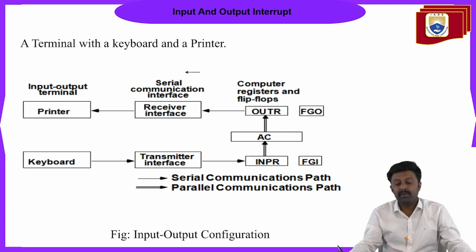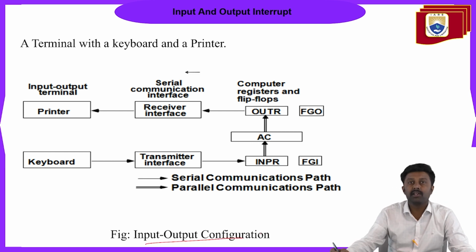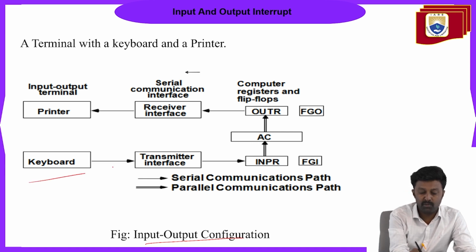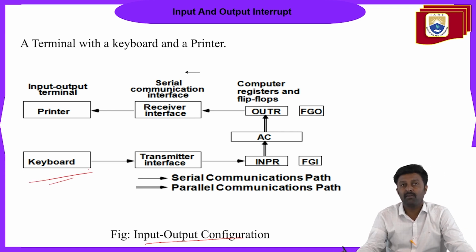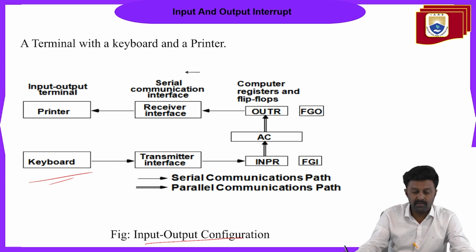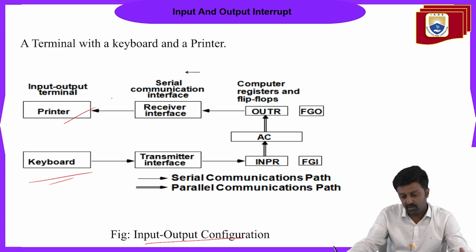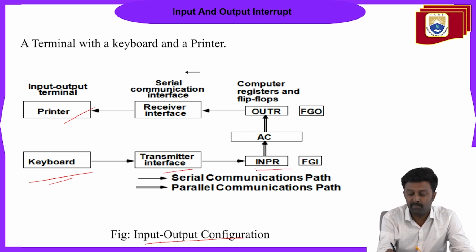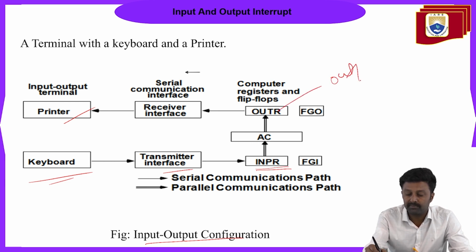Then the next topic is input-output interrupt. This figure shows the input-output configuration. Here the keyboard is an example of an input device, and we have taken the printer as an output device. The next topic is how the input-output interrupts are done. This is the keyboard, this is the transmit interface, and the input register is represented by INPR, and OUTR is the output register.